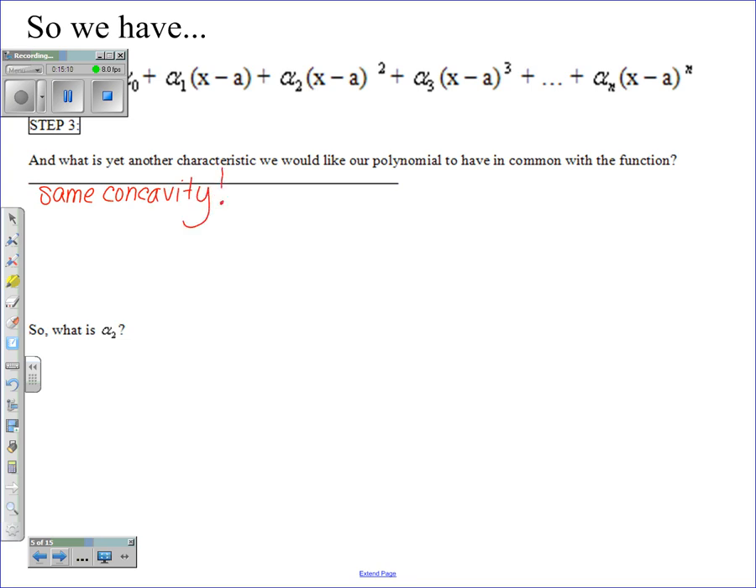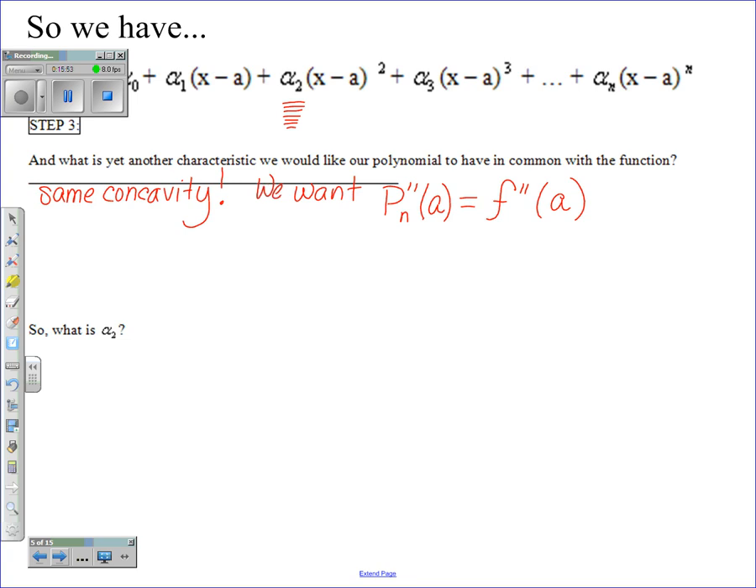Okay? So we want the second derivatives to agree. We want the second derivative of the nth degree polynomial at a to be equal to the second derivative of our function at a. Now, make a guess here. What do you think alpha sub 2 will be? If you said alpha sub 2 is f double prime of a, you'll have to wait a minute and see.